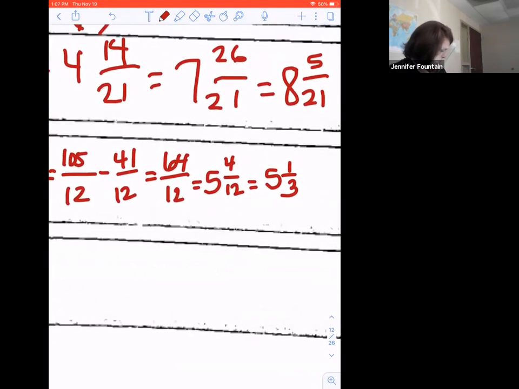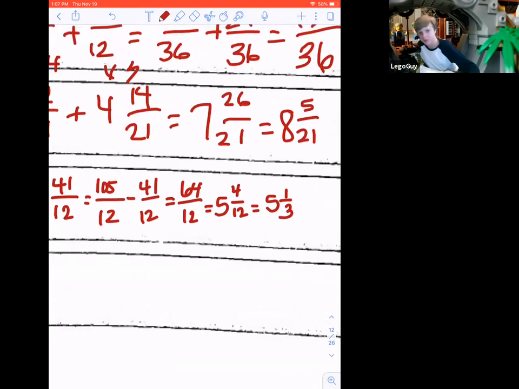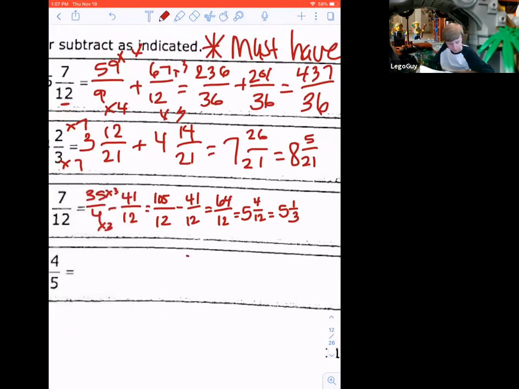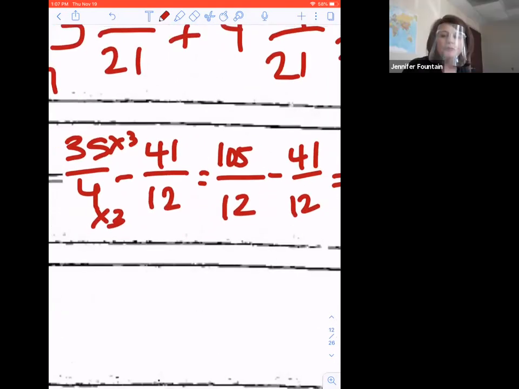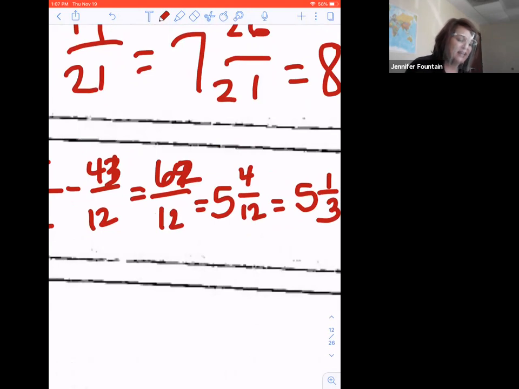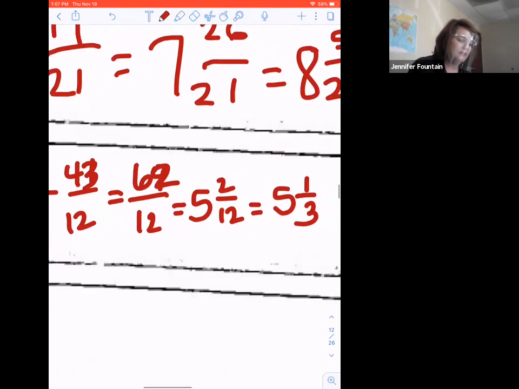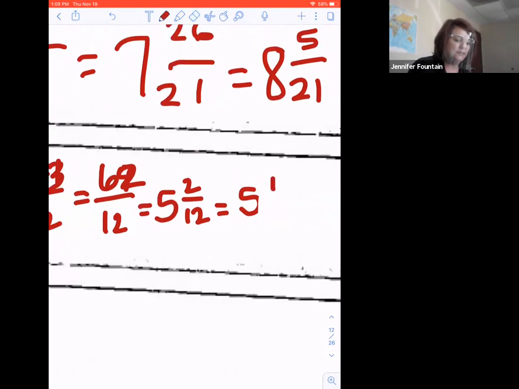So we said, the thing you did, I don't think you did the improper fraction right. Yeah, it needs to be 43, not 41. Yeah, that'll do it, won't it? 43, 43. So that means this is 62. And now 5, and so there's only 2 left over. And now 2 over 12 is the same as 1 over 6. There we go. 5 1/6.